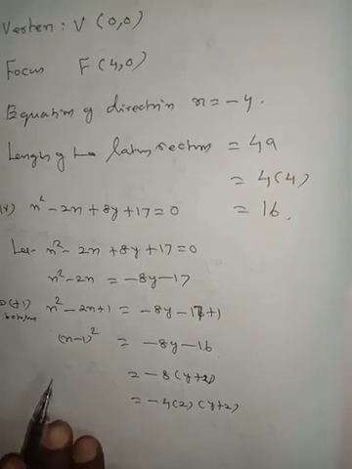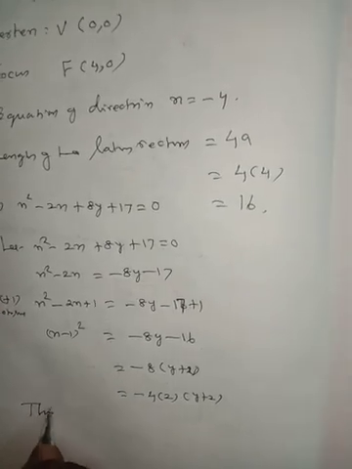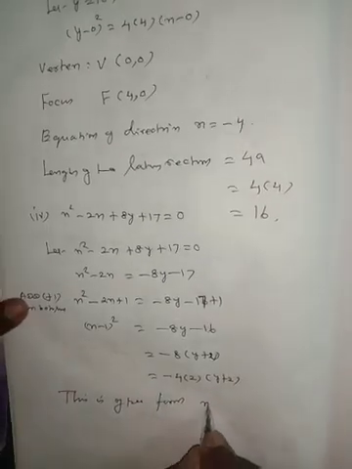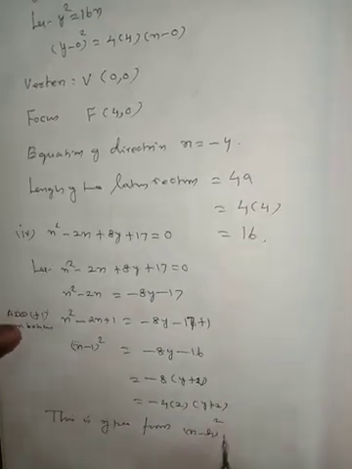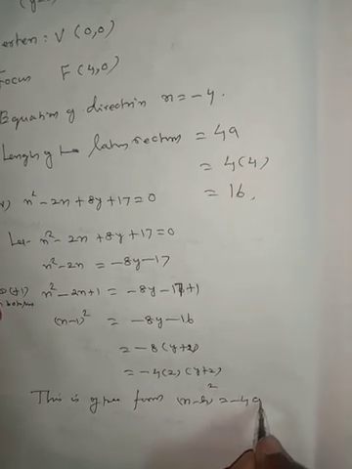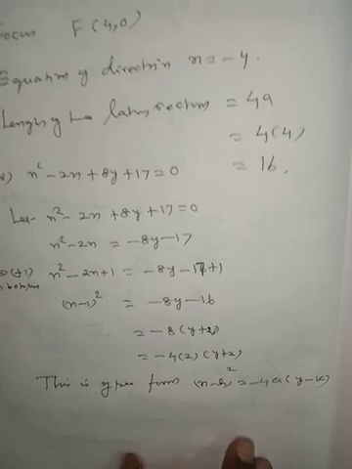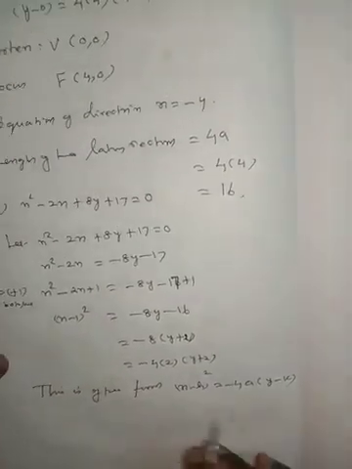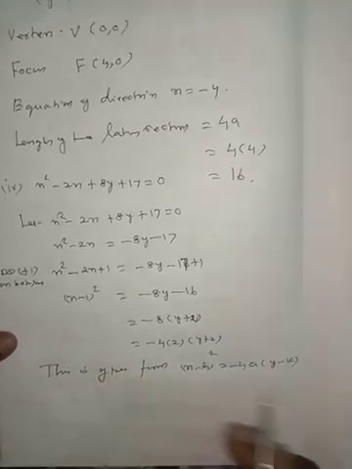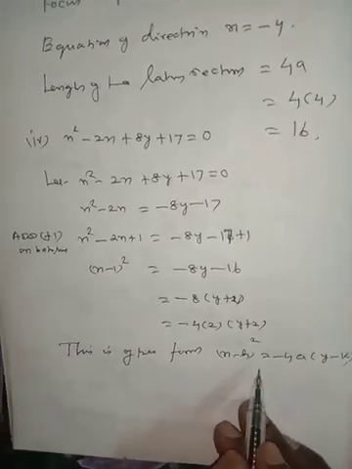This is of the form x minus h whole square is equal to minus 4a into y minus k. This is the format. Now h and k are the center or vertex, the peak point of the parabola. This is an open downward parabola.